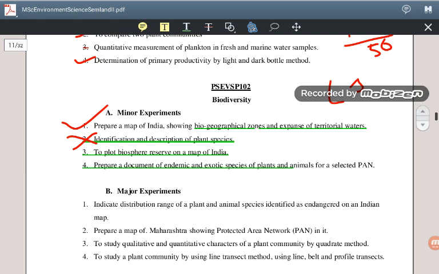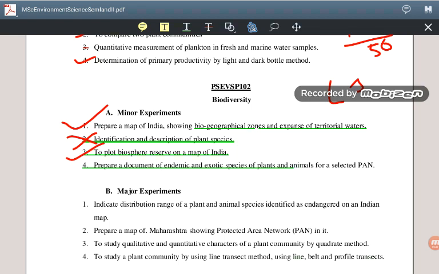We have already done this experiment, that is, plot the biosphere reserves on the map of India. On the map of India we are not going to plot it, but MCQs related to the biosphere reserves will be given to you.